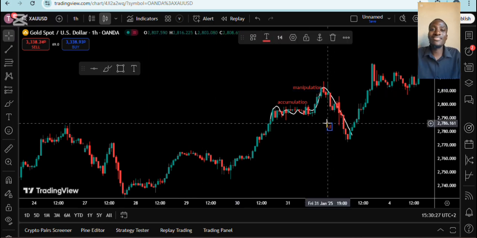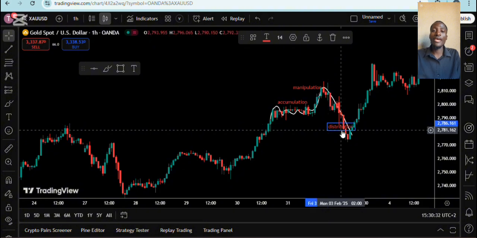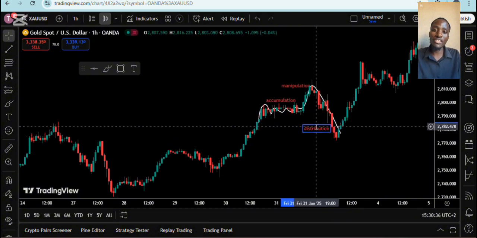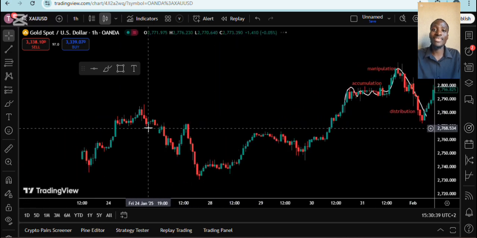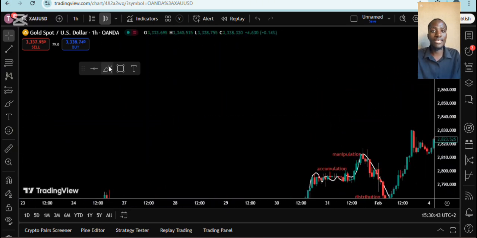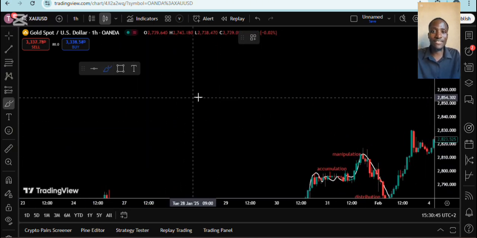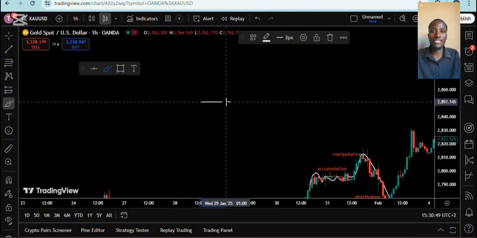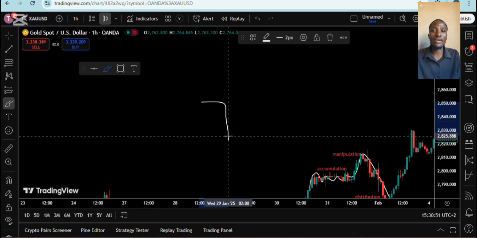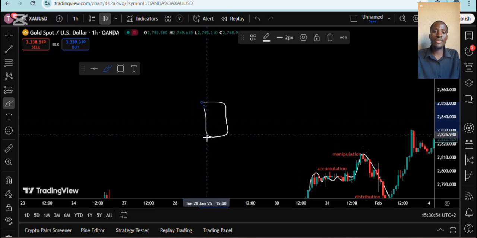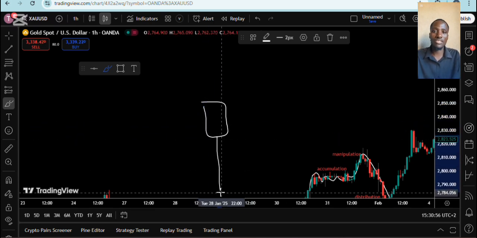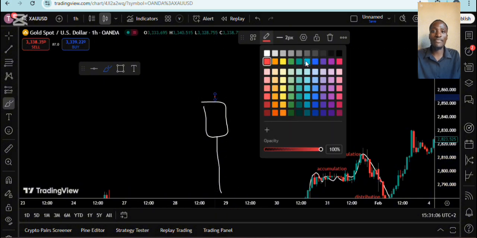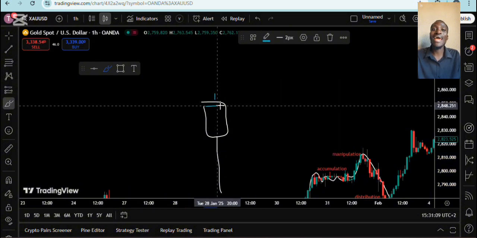So as you can see, it happens most of the time, and sometimes the manipulation phase can be one candle. Take for example a 150-minute candle. It can be a candle like this. Let me draw the candle. Take for example, this is a bullish candle. It can be a candle with a small body, then a very big wick. A lot of you call this candle a hammer candle. So the manipulation cycle can be a hammer candle.